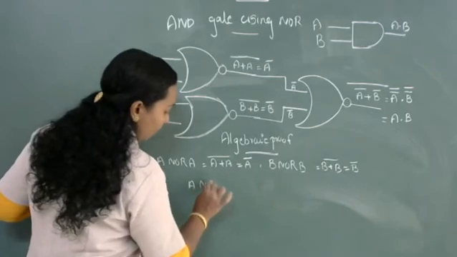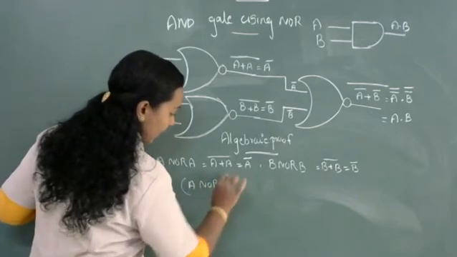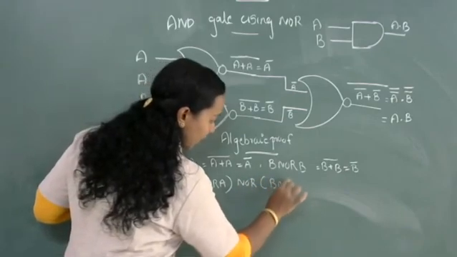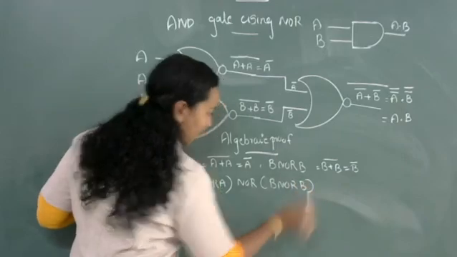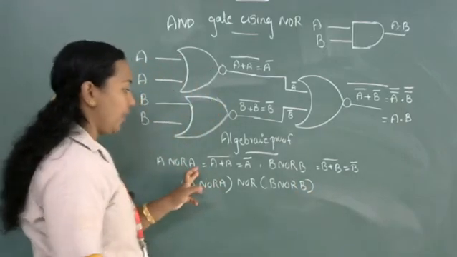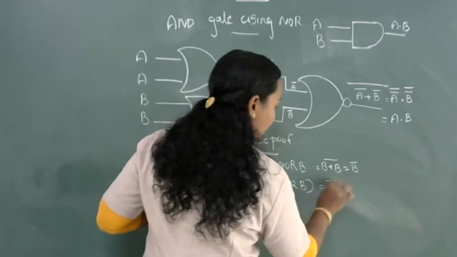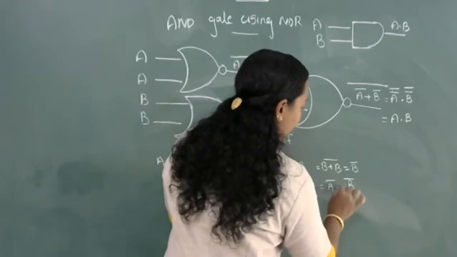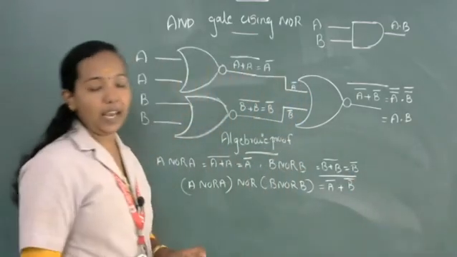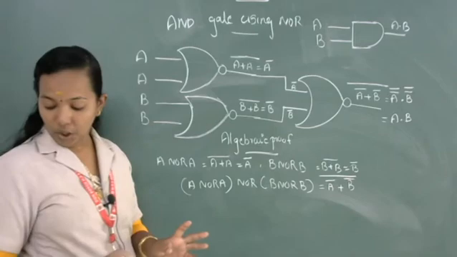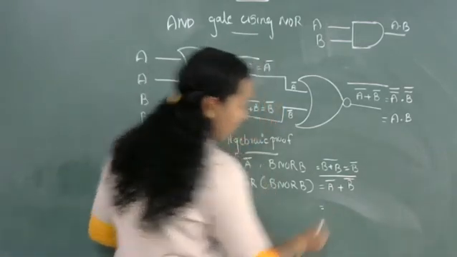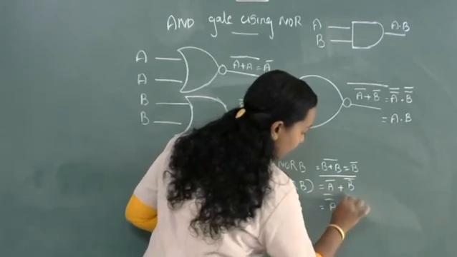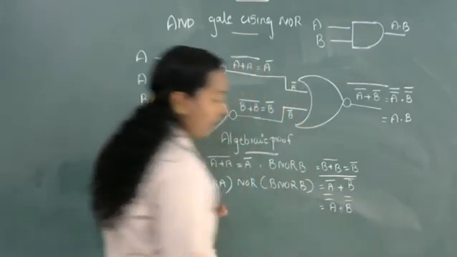A NOR A NOR B NOR B. So we already know what A NOR A is. What is A NOR A? A complement. Then what is B NOR B? B complement. So we get A complement plus B complement all complement. So we know that this is A double complement dot B double complement.